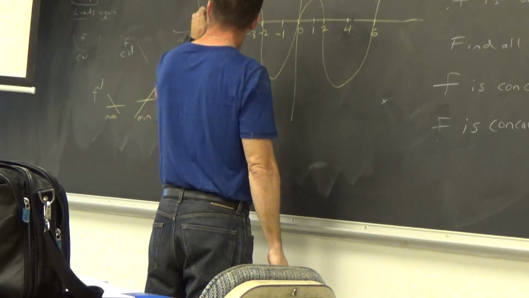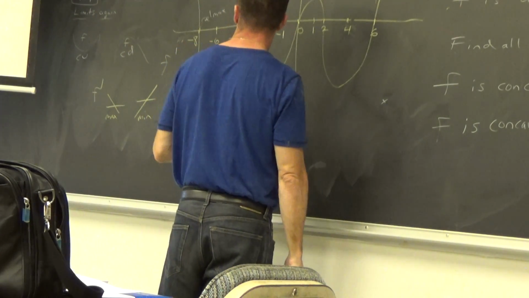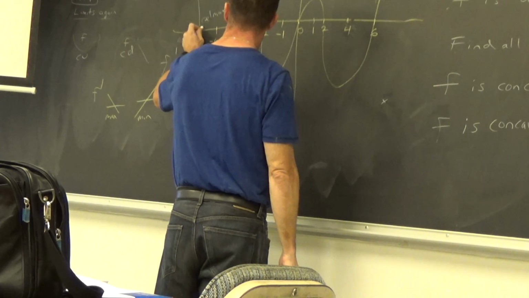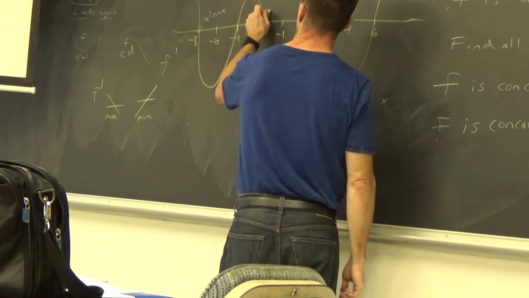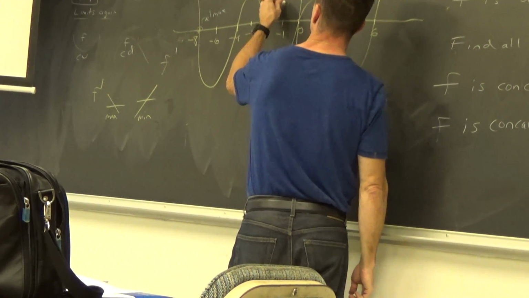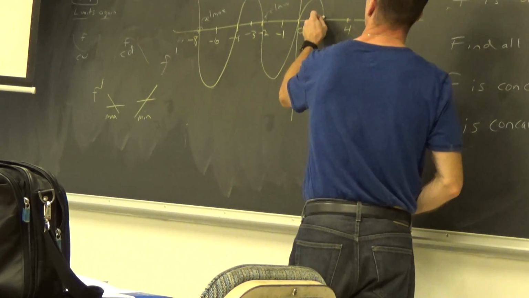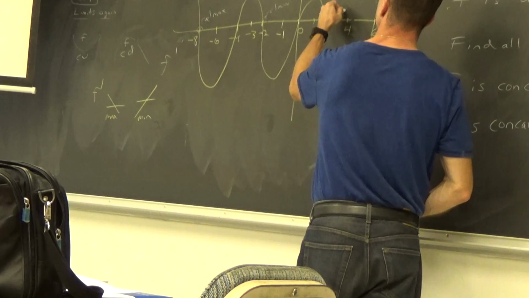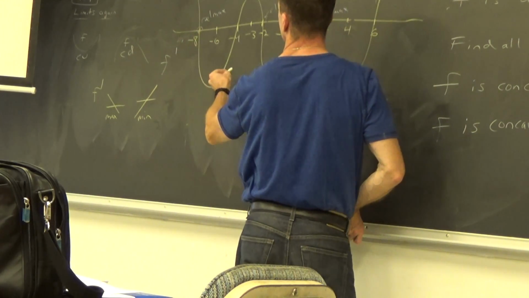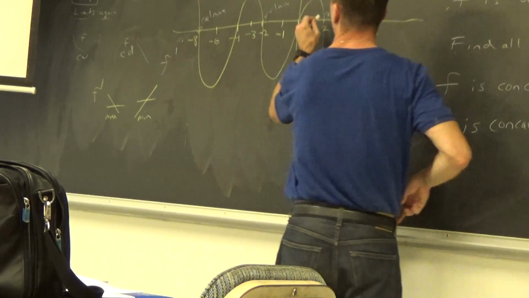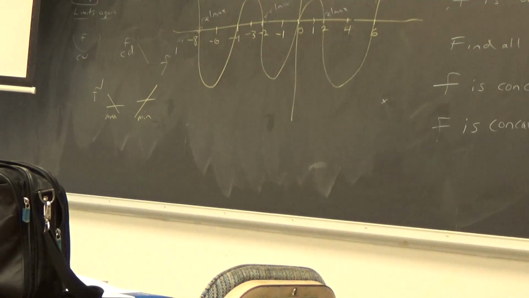There it is. There's a relative max. There's another relative max. There's another relative max. Here, here, and there. So relative max is basically if the graph goes this way, you can count.